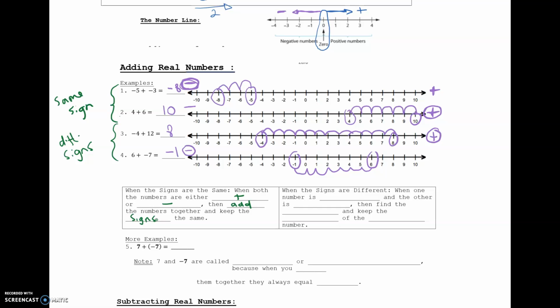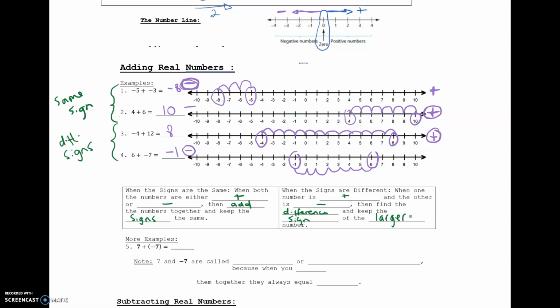Okay, now for examples 3 and 4, the signs are different, and this is an important one to remember. So when one number is positive and the other number is negative, that would mean different signs. Then you're going to find the difference and keep the sign of the larger number. So what does that look like?